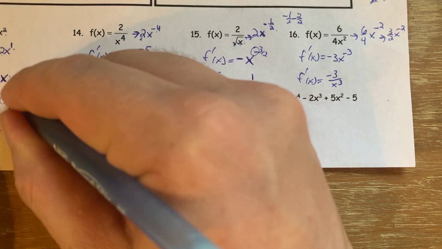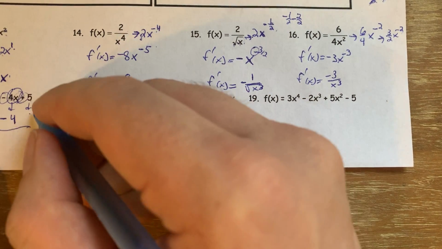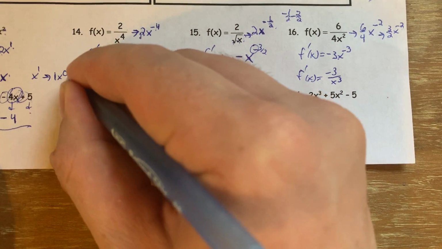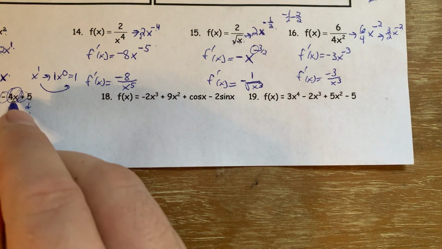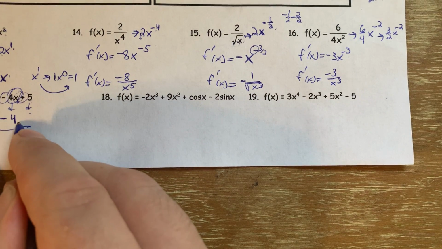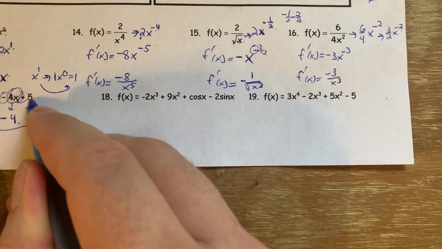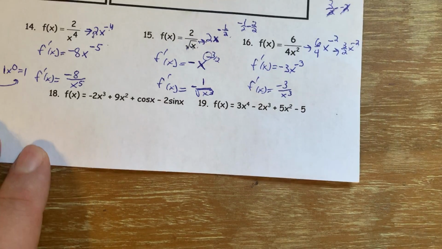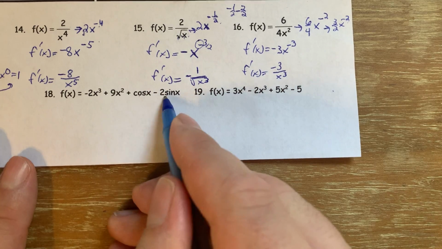So these become really easy after a little while, but they are slightly different for some kids. Remember that x to the 1 power, when you multiply it, becomes 1x to the 0 power, which is 1. And so it's important to remember that if there's just an x, it becomes 1. And if there's a constant, it becomes 0. That's our constant rule.